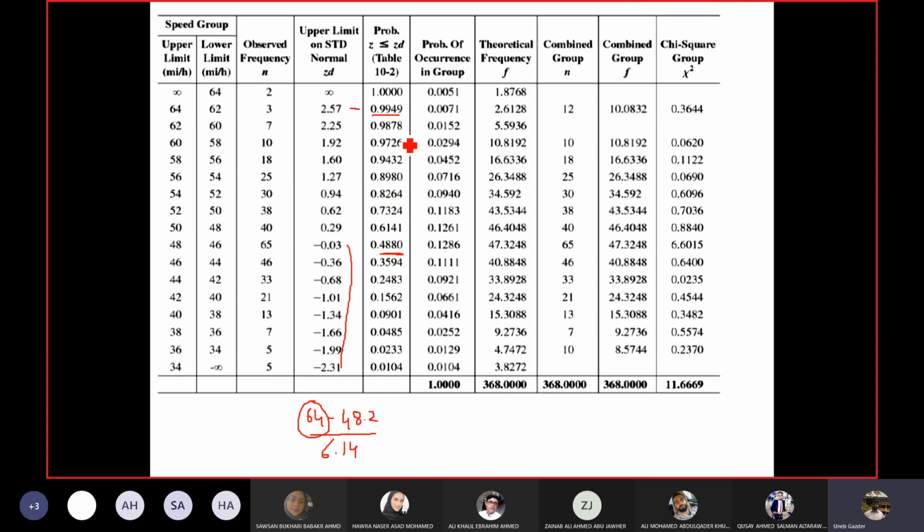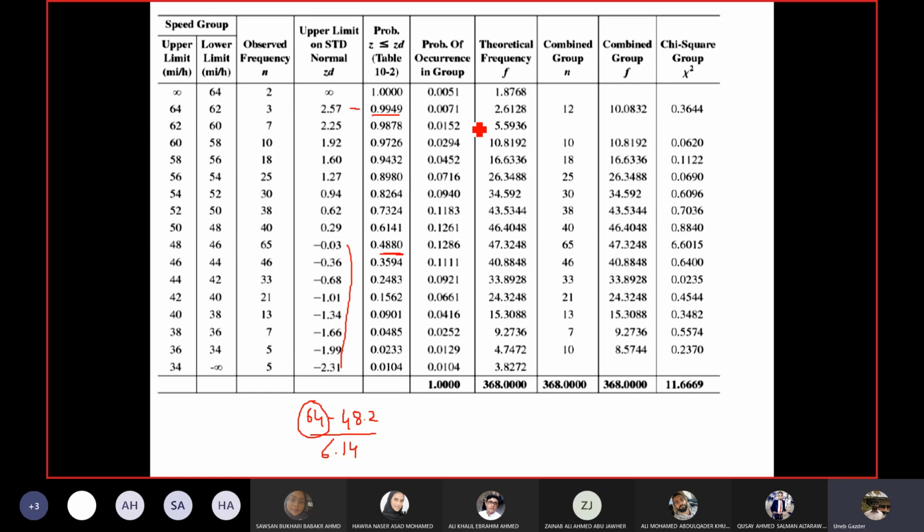Now we have the cumulative probability for each group. I want the probability of each group now. I have the cumulative probabilities, I want the probability of each group. Like we did earlier, we had frequencies in each group and we wanted to calculate cumulative frequencies, so we added them, right? Now I have cumulative and I want it for each group. So I should do what?